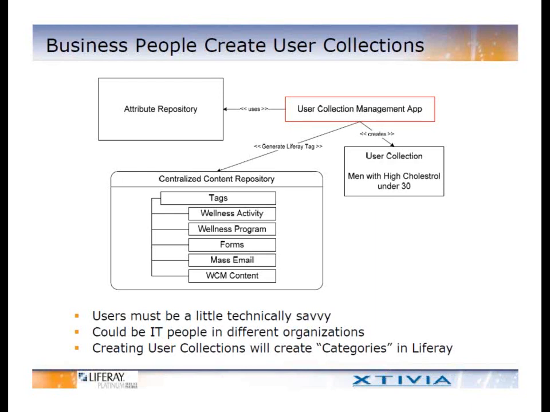So early on I talked about there's a batch process that runs at night that evaluates each of the users in the system with each of the user collections and identifies whether or not that particular user should be in this particular collection. And that information is stored in a database that's kept outside of the Liferay system, so that we know that user A is in user collection 1, 7, and 9.